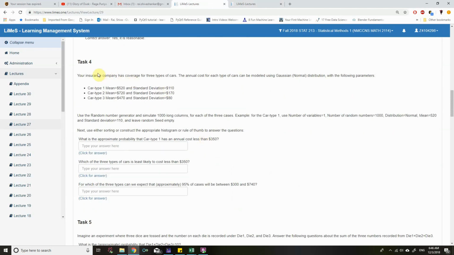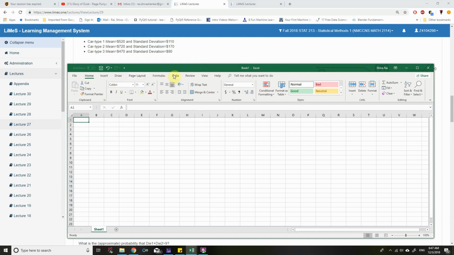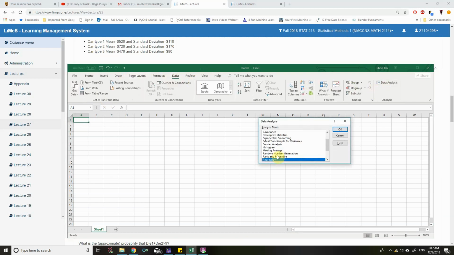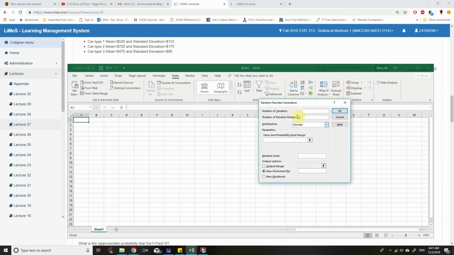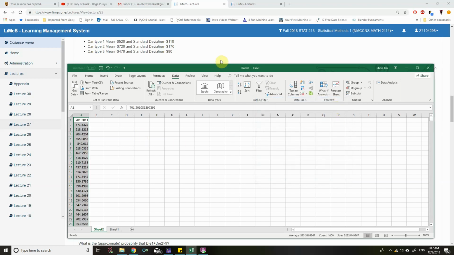Okay, task 4. Your insurance company has coverage for three types of car. Annual cost for each type of car can be modeled using normal distribution. Use the following parameters. Let's go for random number generation. That's data analysis, random number generation. Click on OK. Number of variables is 1, and let's go for 1000. Normal distribution, mean is 520. Standard deviation is 110, and random seed leave that empty. Click on OK. So that's fine.